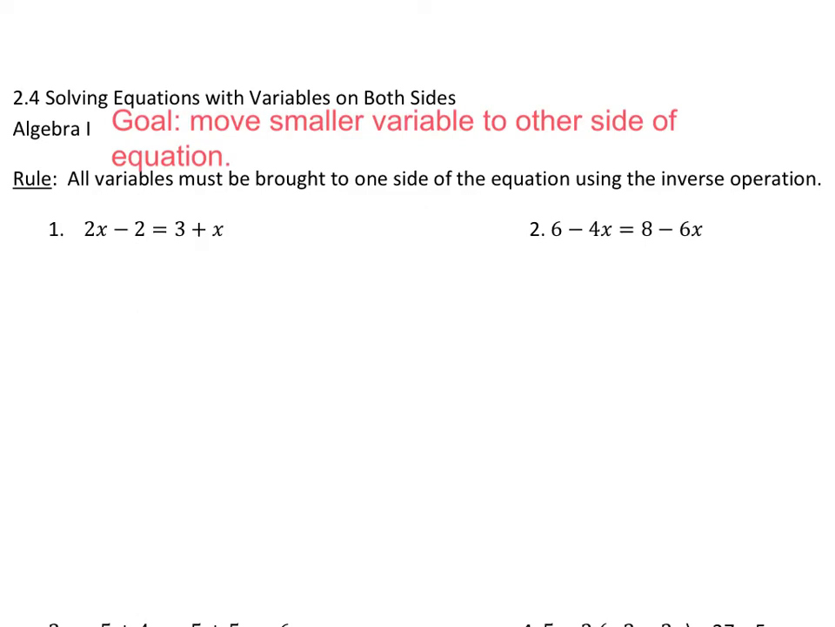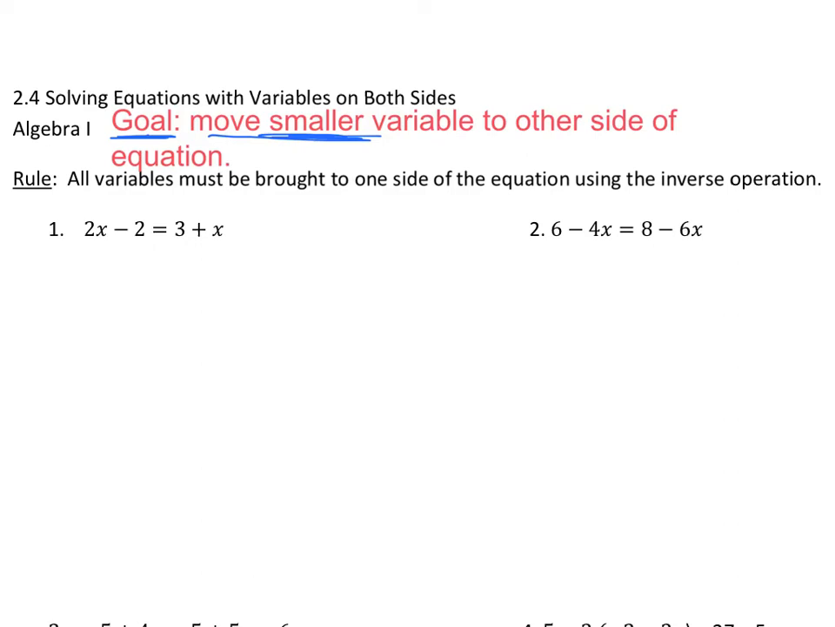All right, now we are going to jump into section 2.4, and we're going to look at equations where there's variables on both sides. And first thing you can do is take down this goal right here. What we're going to do for all these problems is, when I have variables on the left side and the right side of the equal sign, I want to eliminate the smaller variable. So I want to move this smaller variable to the other side of the equation. All right, so let's do the first one.